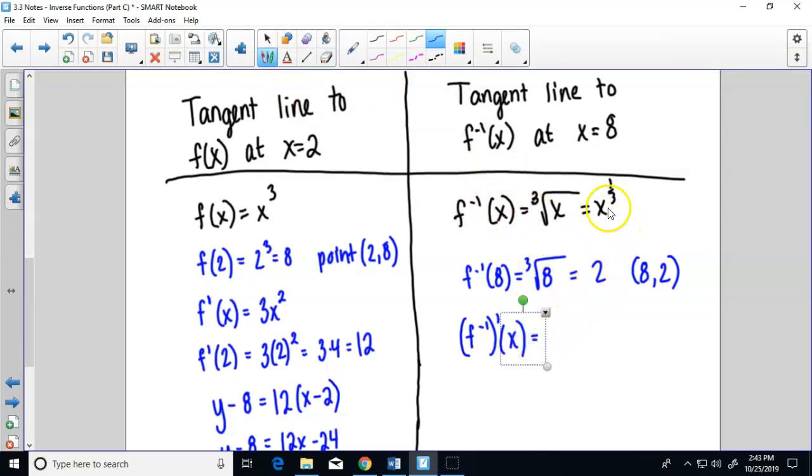So when we take the derivative of this, it's easier to think of it as x to the 1/3. So we'll have 1/3 x to the negative 2/3. And I think it is easier to plug this in if you send this back to the bottom: 1 over 3x to the 2/3. And it might even be easier if we write this as 1 over 3 times the cube root of x squared.